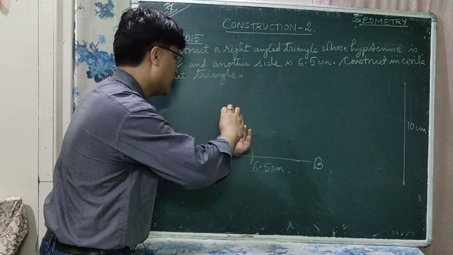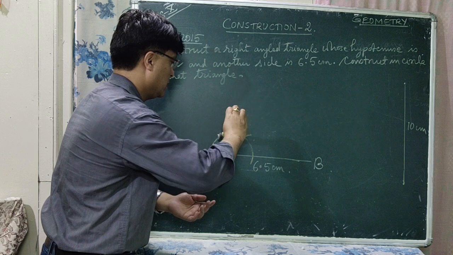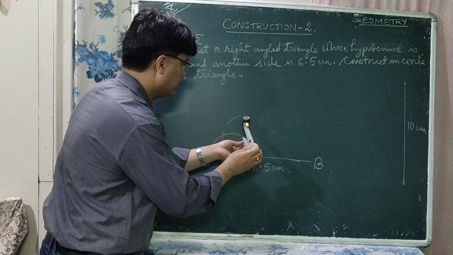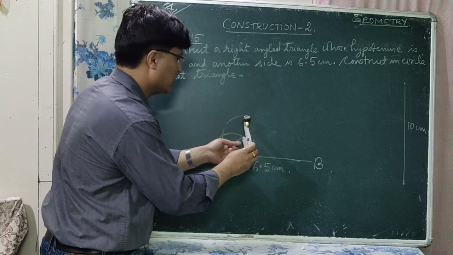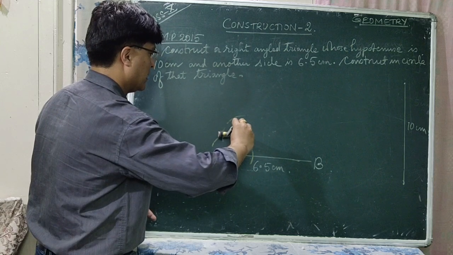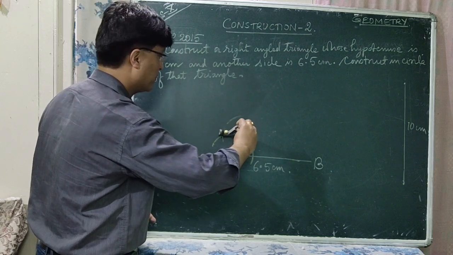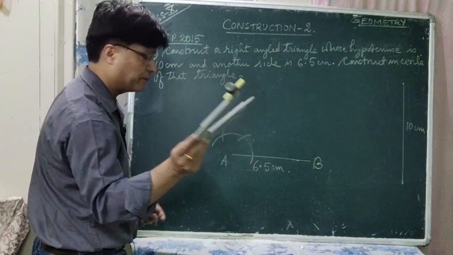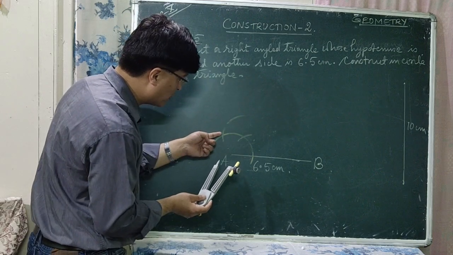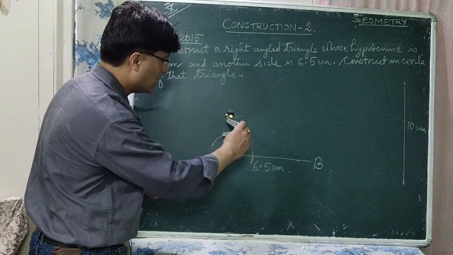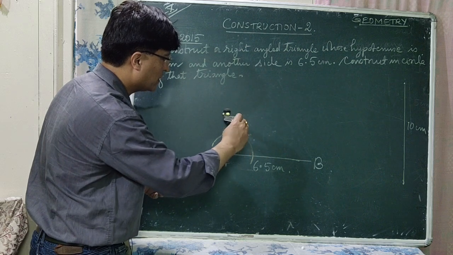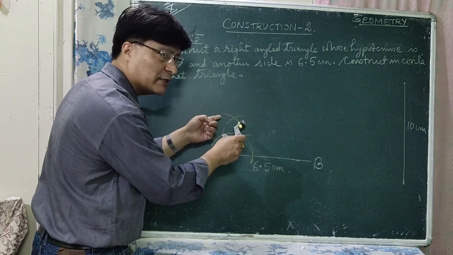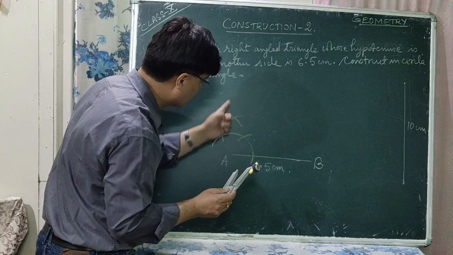One arc is drawn here and another arc is drawn out here. Keeping the pointed needle at this point, draw an arc here and here. Then don't change this arc again. Without changing this arc, keep the pointed needle of the compass out here and draw the arc here. This new arc must intersect the previous arc.